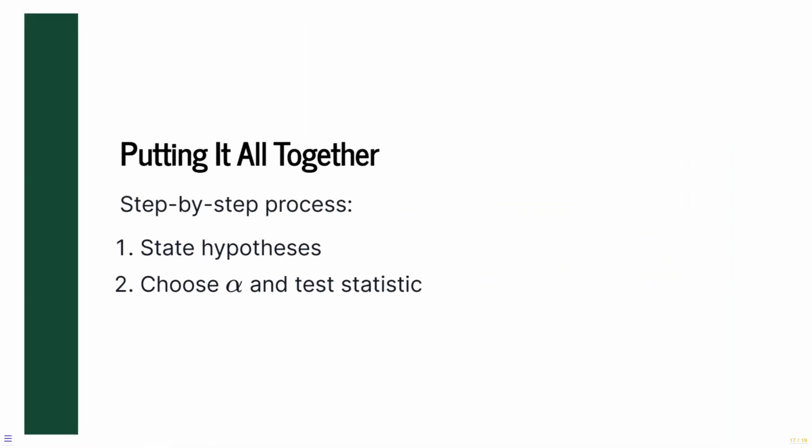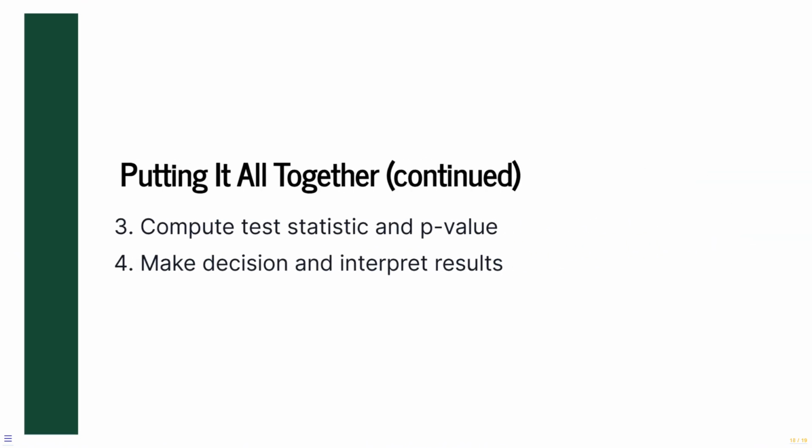Putting everything together, we can summarize the hypothesis testing process as a four-step procedure. First, state the hypotheses and decide whether the test is one-sided or two-sided. Second, choose the significance level and test statistic. Third, compute the test statistic and p-value using data and software. Fourth, make a decision by comparing the p-value to the significance level and interpret the results in context.